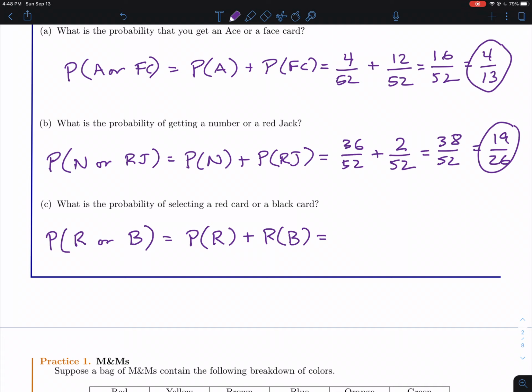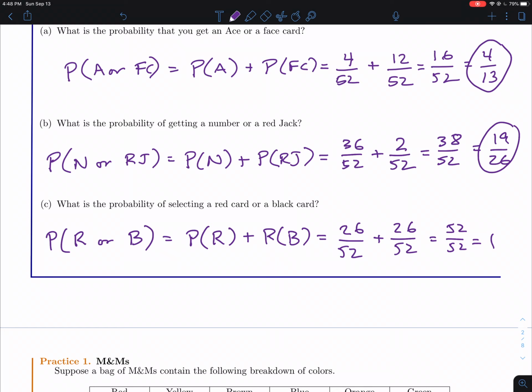And this is what I was thinking before. Since there's 13 red hearts and 13 diamonds, that means there's 26 red cards total. But similarly, there's 26 black cards. So when I total these together, I actually end up with a 1. So there's a 100% chance that I'm going to get a red card or a black card. And that would make sense because they fall into basically those 2 categories.